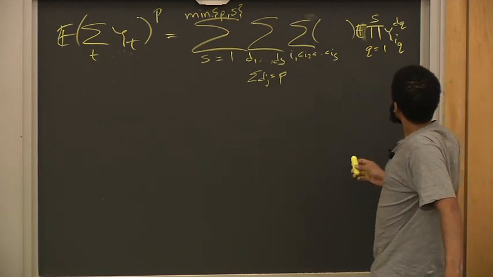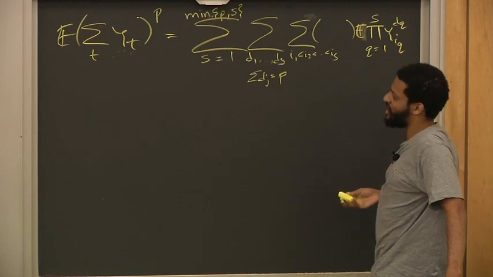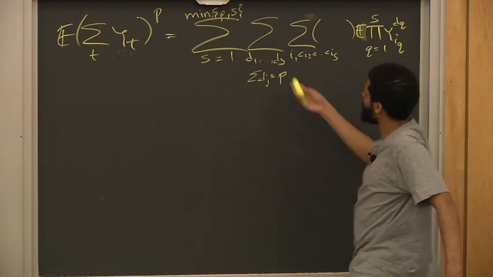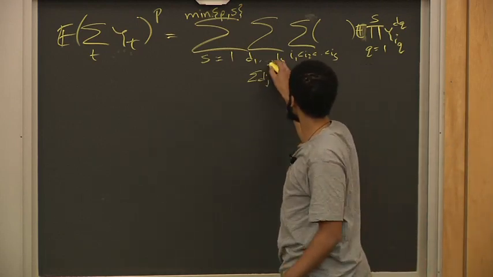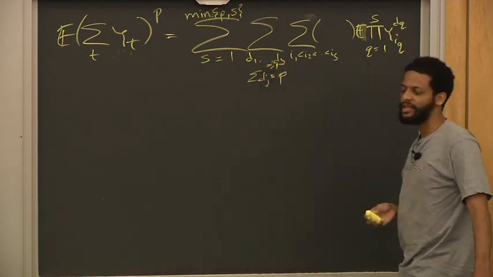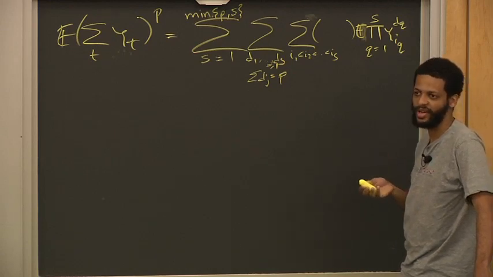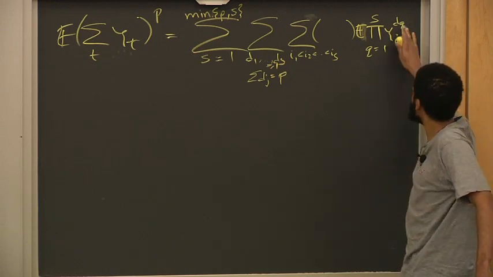Now, these y's are indicator random variables. So raising them to powers, let's say all of these are bigger than 1, these are all at least 1. If you raise them to a power bigger than 1, it doesn't do anything. They're either 0 or 1 anyway. So these powers really don't matter.